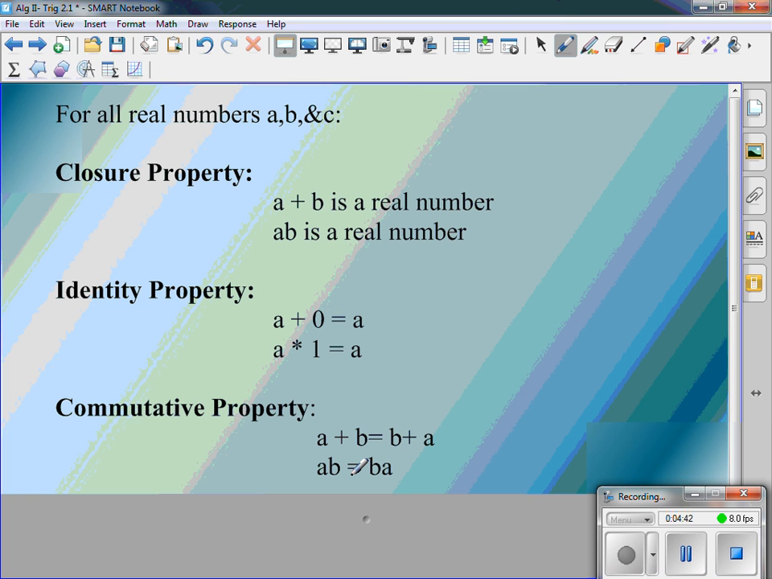Addition and multiplication are commutative. Is subtraction commutative? What's 5 minus 3? 2. What's 3 minus 5? Negative 2. It's not commutative. The only ones that are commutative are addition and multiplication.